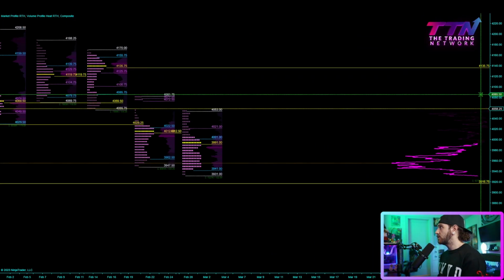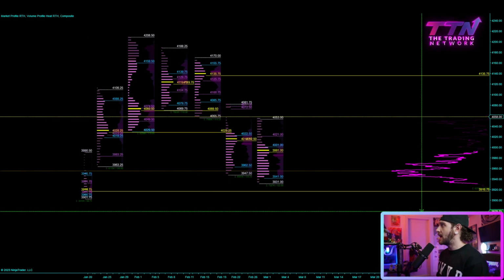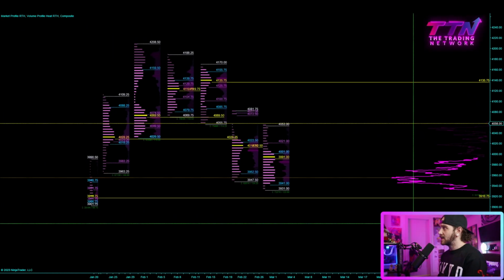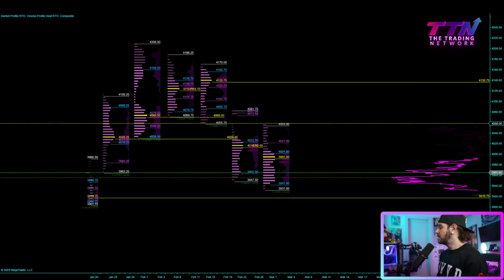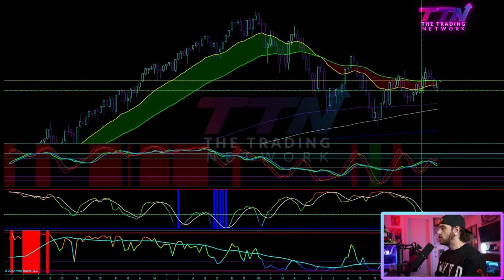We are, of course, much closer to the naked POC on the upside, but anything can happen, and we have to keep that in mind. We have to stay flexible. So with that said, let's move on over to the candlestick chart briefly, and I'll just talk about what I'm looking at here on the weekly for ES and NQ.